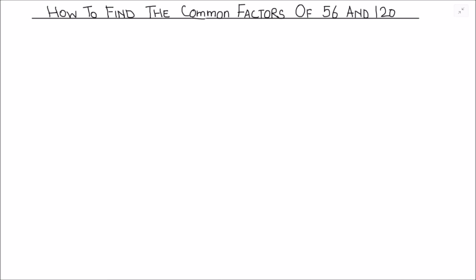Hello everyone, today in this video we are going to learn how to find the common factors of 56 and 120. So for finding the common factors, we are going to first find the factors of these numbers. And for finding the factors, there are two methods. One is a division method and the other one is the multiplication method. We will be using the division method to find the factors of these numbers. So first we'll find the factors of 56.